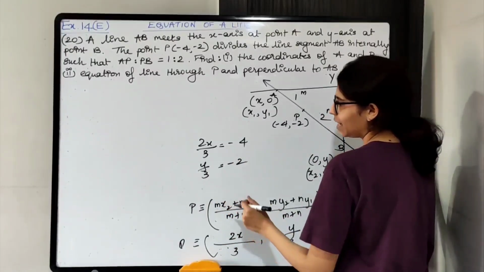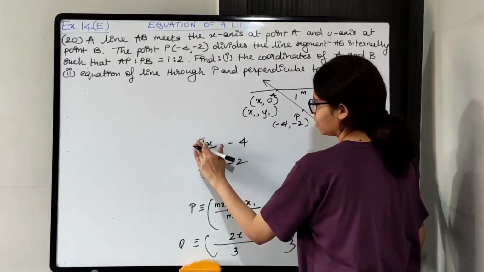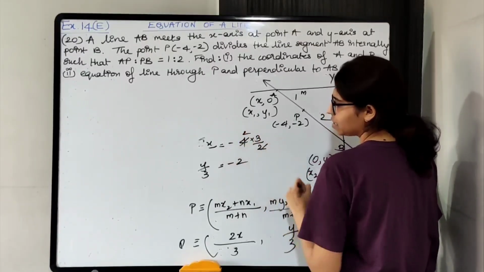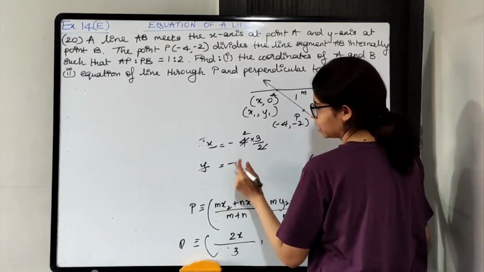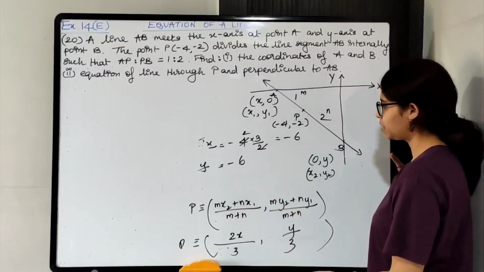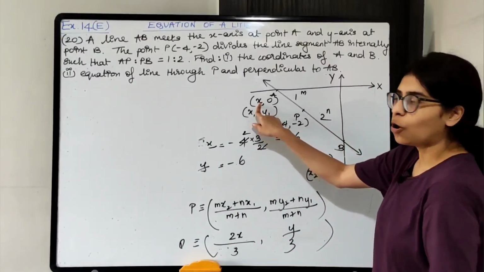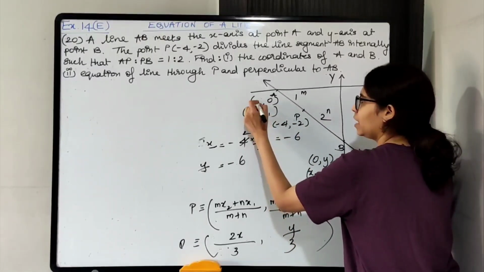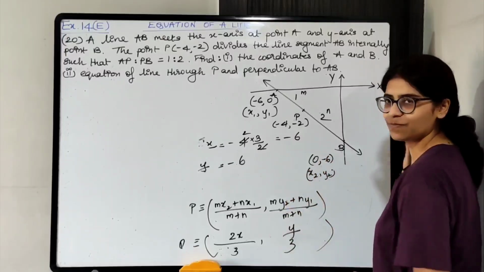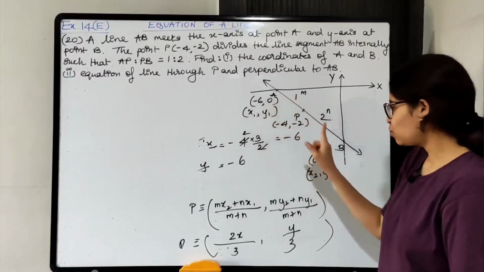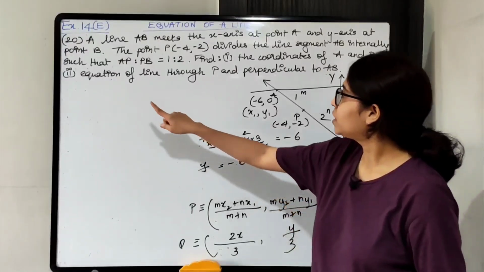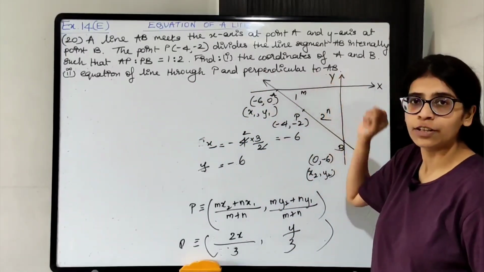So you are getting x as -6 और ये भी -6 हो जाएगा है ना. So x -6 मिल रहा है, y भी -6 मिल रहा है. So यहाँ पे you got the coordinates of A और यहाँ पे coordinates of B. So A is (-6, 0), B is (0, -6). Very easy. Second part, we need to find the equation of the line through P and perpendicular to AB.